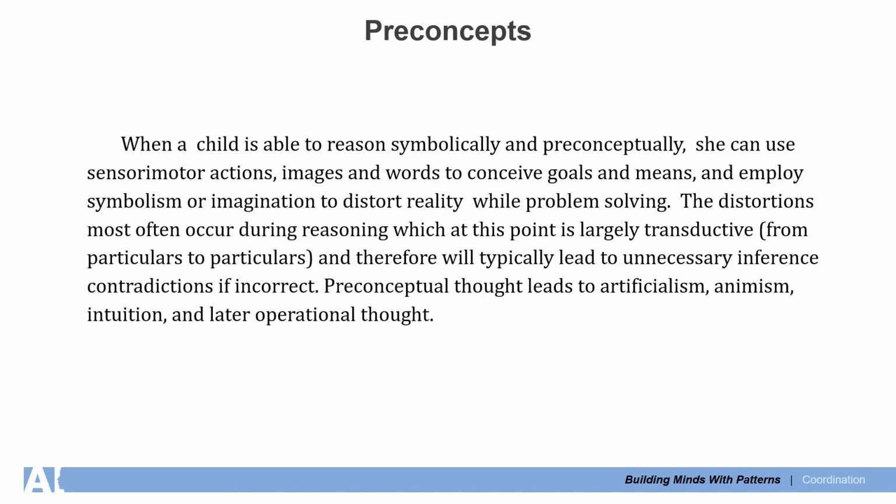When a child is able to reason symbolically and preconceptually, she can use sensory motor actions, images, and words to conceive goals and means and employ symbolism or imagination to distort reality while problem solving. The distortions most often occur during reasoning, which at this point is largely transductive, from particulars to particulars, and therefore will typically lead to unnecessary inference contradictions if incorrect. Preconceptual thought leads to artificialism, animism, intuition, and later operational thought.